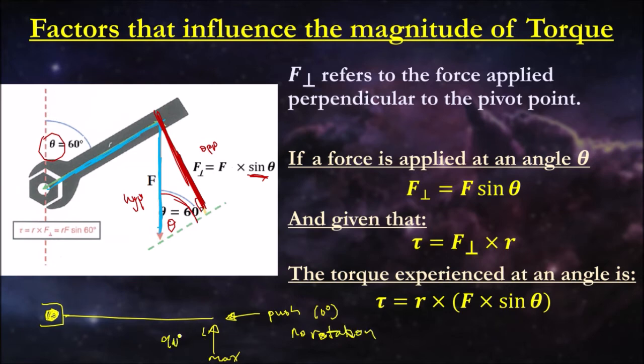At 90 degrees, I get maximum rotation. So the best trig ratio that can help demonstrate that is sine theta. Because when theta is 0 degrees, sine theta is 0. If theta is 90 degrees, sine theta is 1, which is the maximum number you can reach. So that's why we use sine theta here.